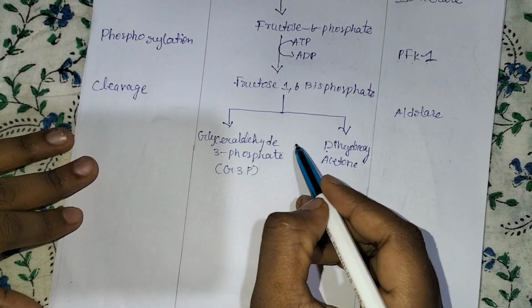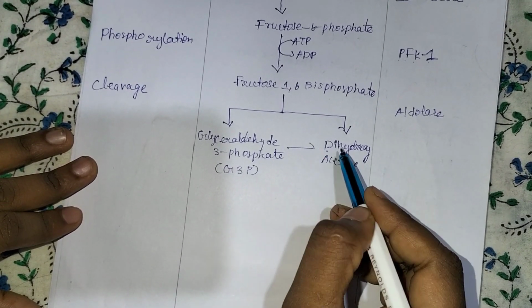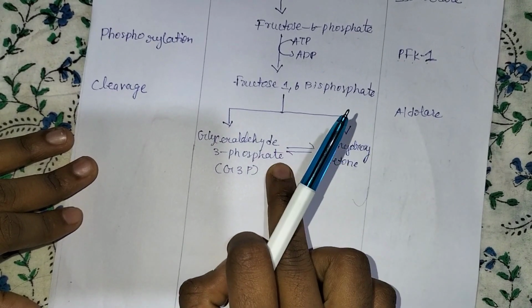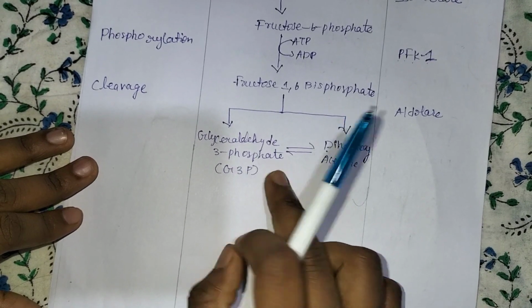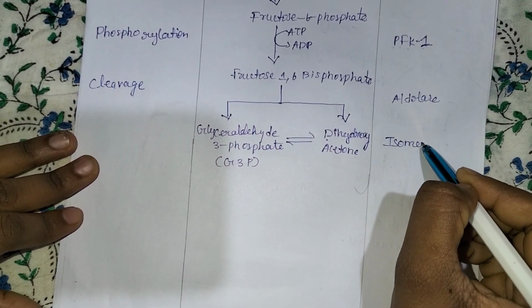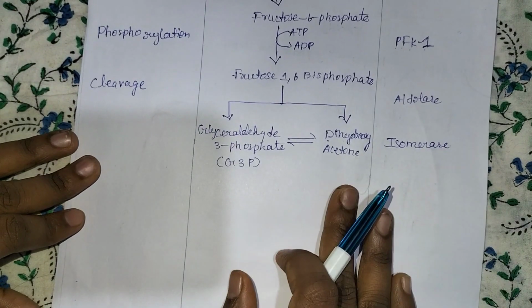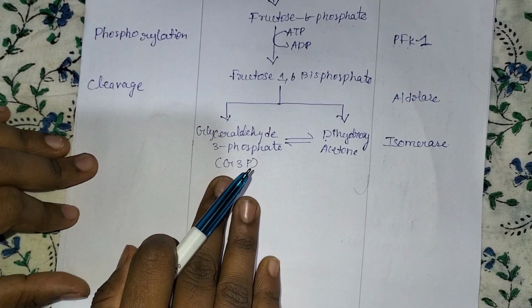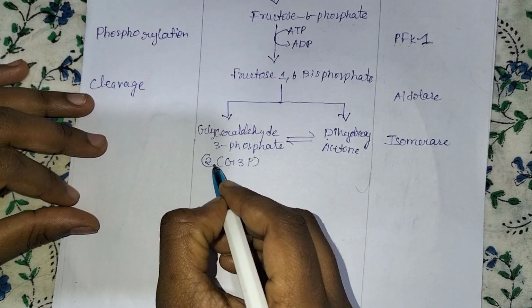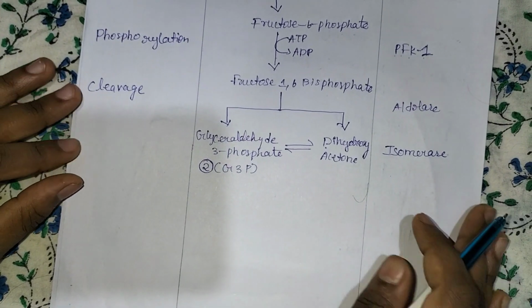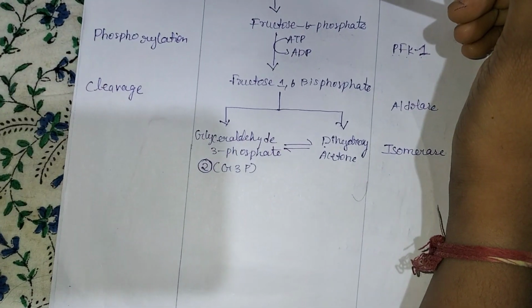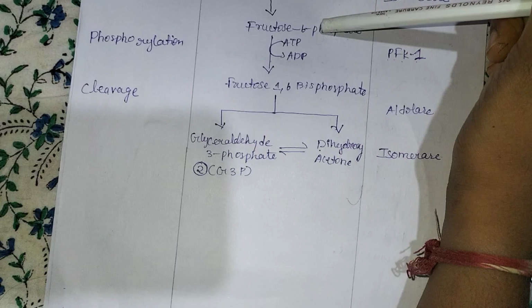Okay, fine. Here one more step. The fifth step: dihydroxyacetone is converted into glyceraldehyde 3-phosphate, and the enzyme involved here is isomerase again. As we know, this dihydroxyacetone is converted into glyceraldehyde 3-phosphate, so we will get 2 moles of glyceraldehyde 3-phosphate.